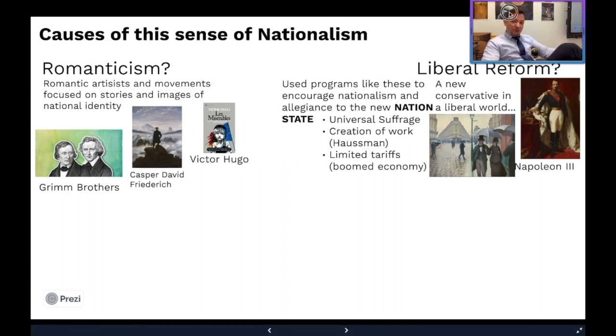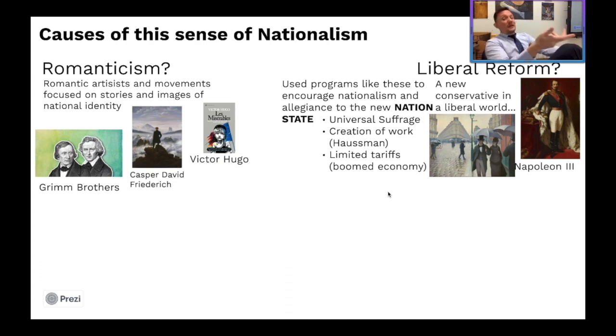talking about how liberal reform under new conservative leaders is going to help actually push nationalism forward, right? So we left off talking about how Napoleon III is going to come in as a conservative leader of France, and he's going to use a liberalized platform to actually encourage allegiance to the nation state of France, right? He's going to usher in universal suffrage. He's going to create work and job opportunities using the Haussmann reforms. He's going to limit tariffs and allow the economy to boom.